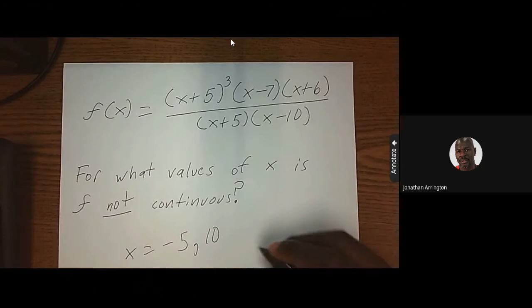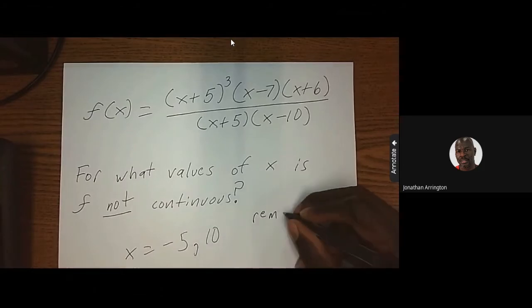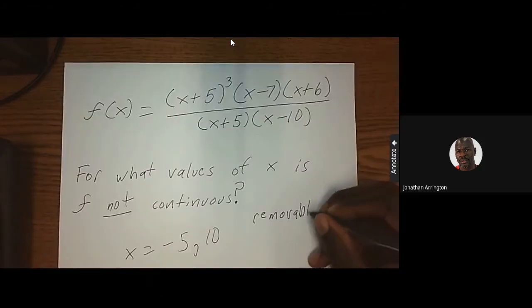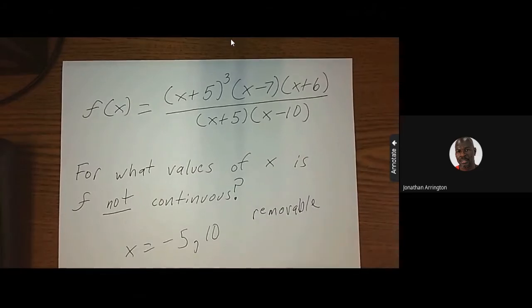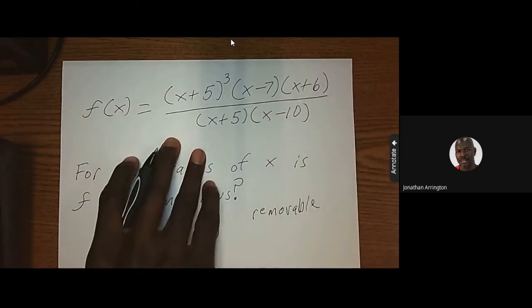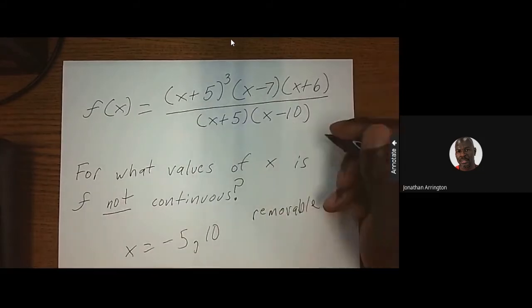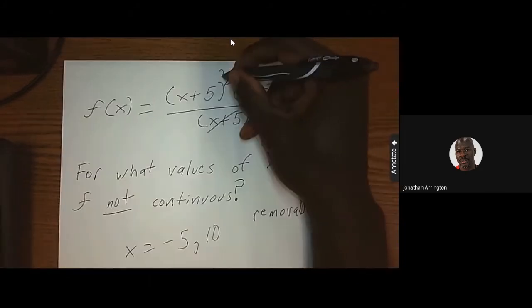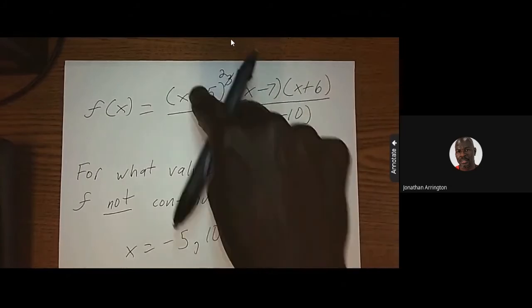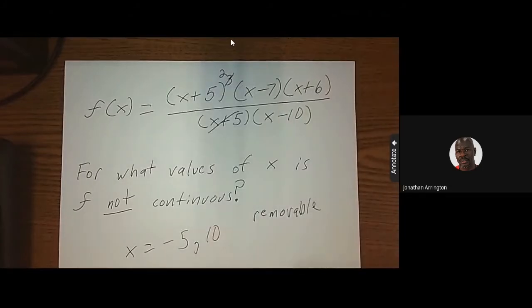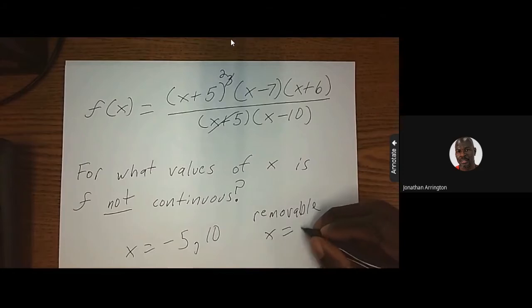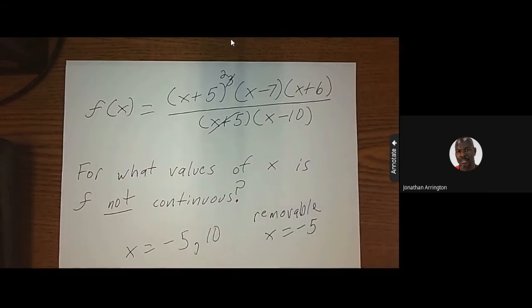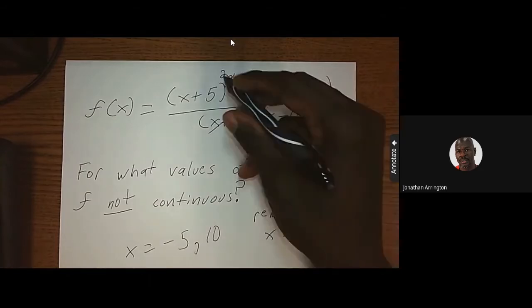Now, if you want to talk about a removable discontinuity, then it has to be something that can cancel out. And fortunately, the way they wrote the problem, everything was already factored. So if that question was asked on here, x minus 5 can cancel. x plus 5 can cancel from my denominator. So that means -5 is the removable discontinuity. Because again, the removable discontinuity is the one you can cancel out.